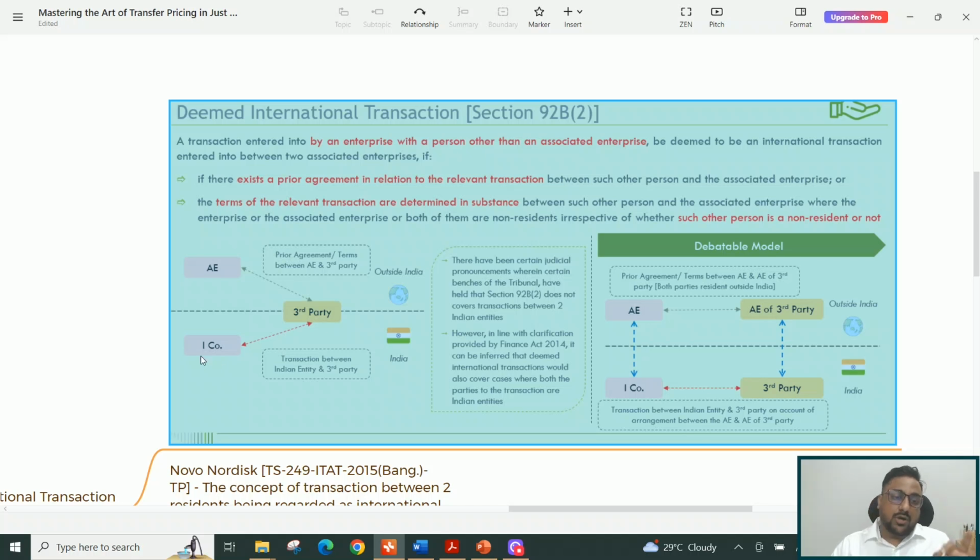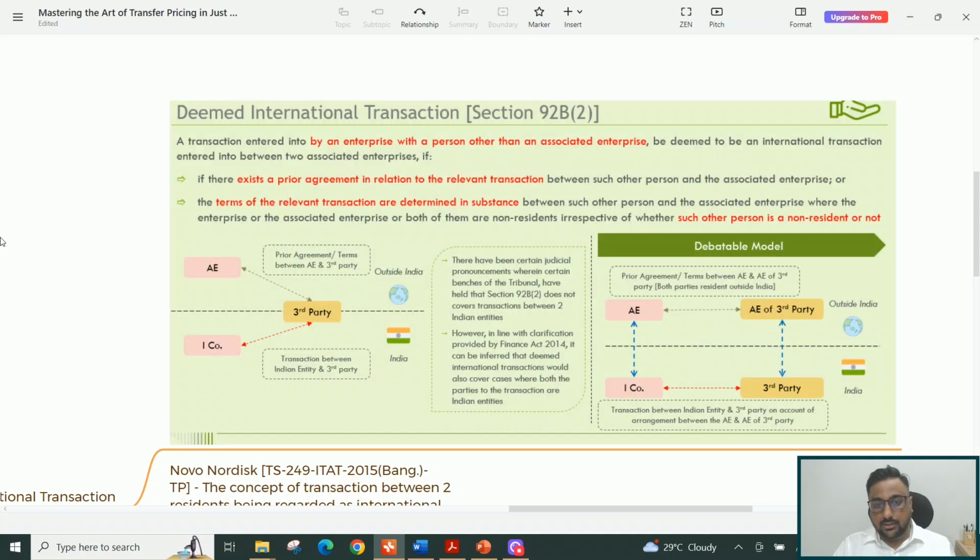Now, what happens is that ICO and the third party are two non-associated enterprises predominantly, but with the advent that the AE has this prior agreement or terms agreed with the third party to render services to ICO, the transaction between ICO and the third party becomes an international transaction. So it will be termed a deemed international transaction and it will be required to be reported under Form 3CEB, and a benchmarking needs to be done for that transaction as well. That is what the understanding is.